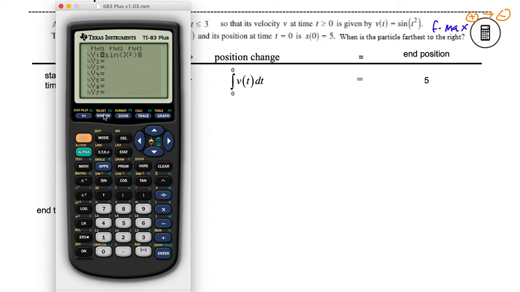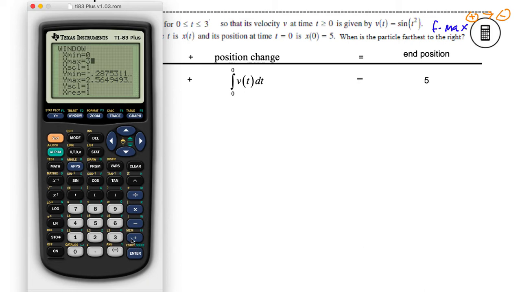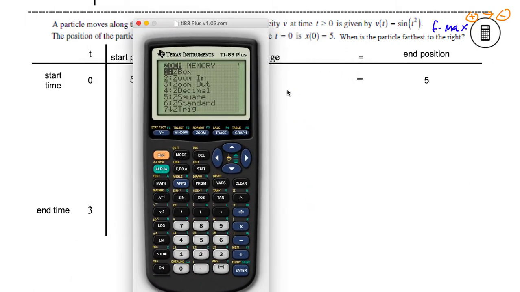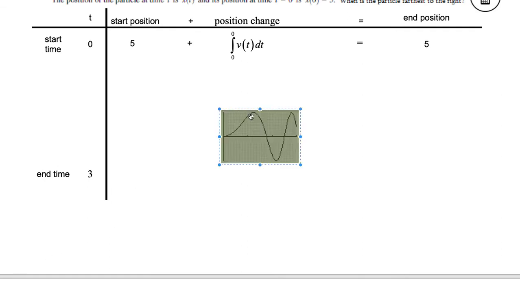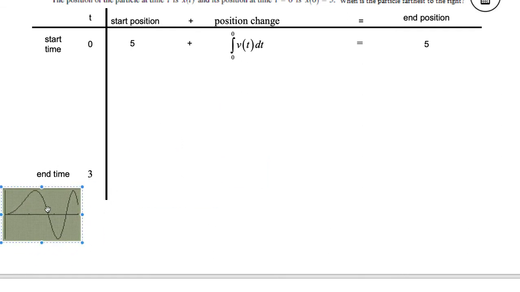And my window is going to be between 0, enter, and 3. It's kind of hidden here. Between 0 and 3, so 3, enter. And I'm going to zoom 0. So it's going to zoom to that size. We'll get our graph. I'm going to copy and paste this graph in here as well so we can see what that looks like. So copy this graph, paste it in here. I'm going to do it over here in the bottom left so that people know what they're looking for.